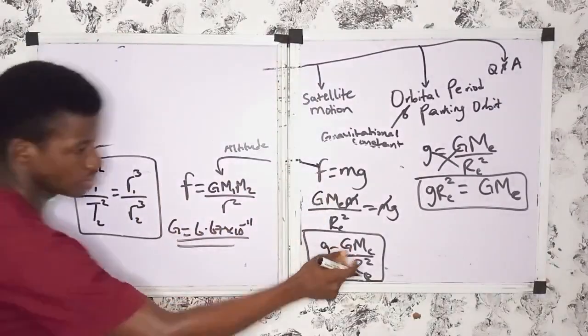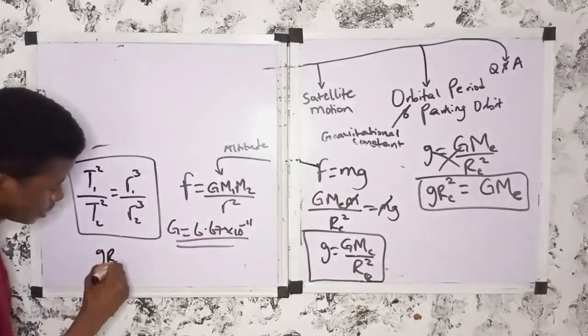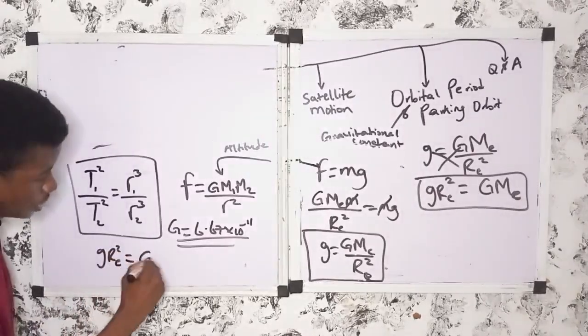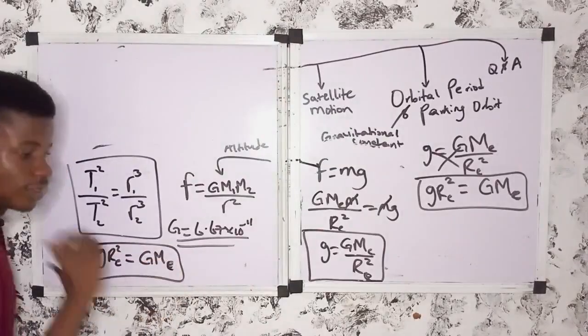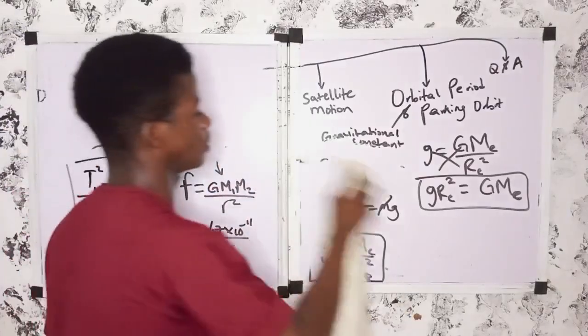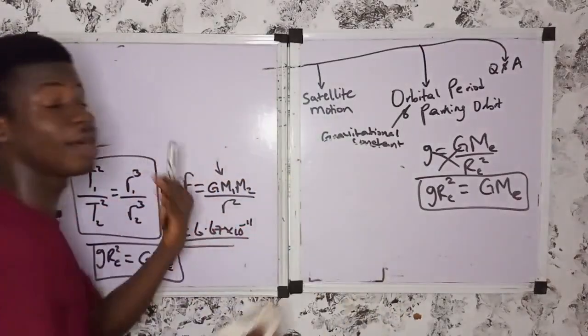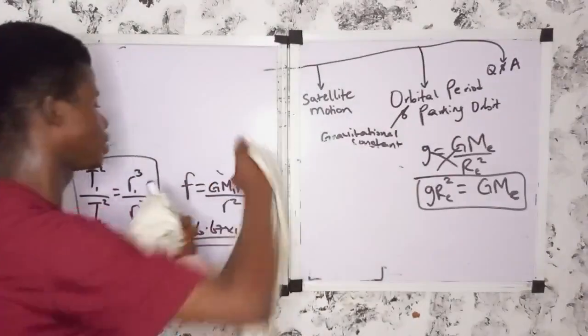These two are the same, so let's take note of that one: g r_E squared is equal to G M_E. It's very important. All right, so let's continue. I've talked about weight. Now let's continue with altitude.